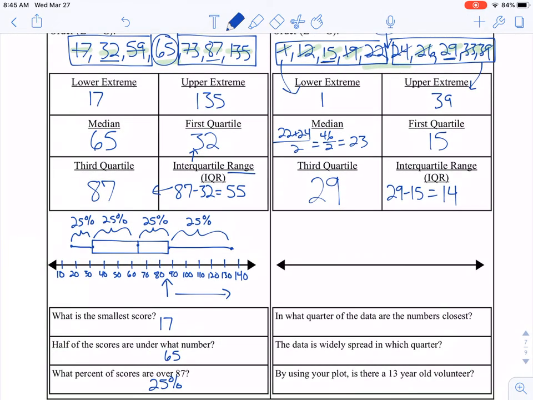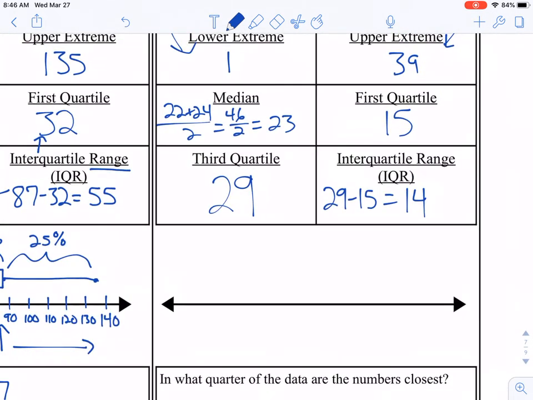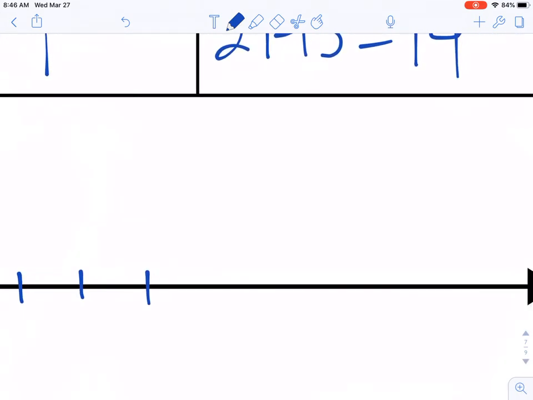All right. Now, the lower extreme and the upper extreme go from 1 to 39, which isn't as much of a difference, but I think I'm going to go by 5s. So I'm going to start at 0, 5, 10, 15, 20, 25, 30, 35, 40. Actually have a little bit extra room, but that's okay.